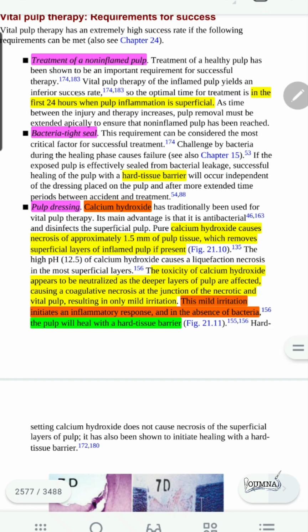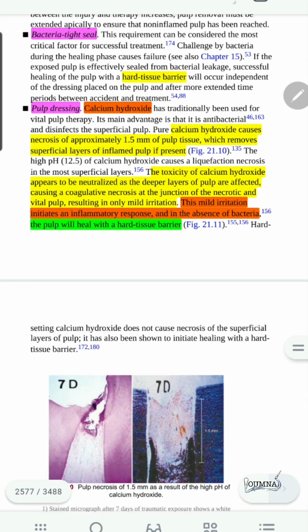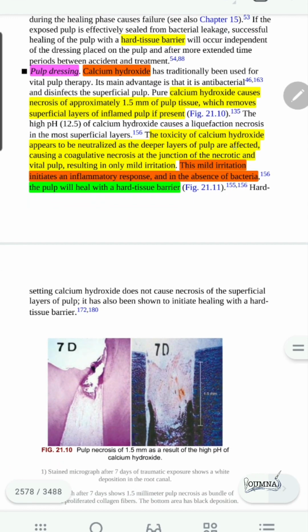24 hours is the optimal time in which we do the pulpotomy after the trauma has happened. We must be sure that we have a bacteria-tight seal when we are doing the procedure. Then we must do the dressing, which can be calcium hydroxide or MTA, that is applied directly to the pulp tissue, and it causes 1.5 millimeters of necrotic pulp tissue because it enhances an inflammatory response that causes a coagulative necrosis in the pulp, and it protects the underlying pulp tissue.